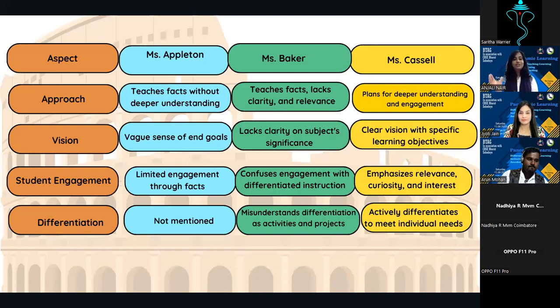And Miss Baker confuses engagement with differentiated instruction. So it means using a lot of engagements or strategies in the class will not make your classroom one which caters to differentiation. Miss Castle emphasizes relevance, curiosity, and interest. So learning engagements in Miss Castle's classroom are based on the curiosity and interest of children in her class. So there is no differentiation in Miss Appleton's classroom, and Miss Baker thinks she is differentiating, but she is not. She has a lot of activities and projects, but that is not differentiation. But Miss Castle actively differentiates to meet the individual needs of students in her classroom. So Miss Castle is the champion teacher.